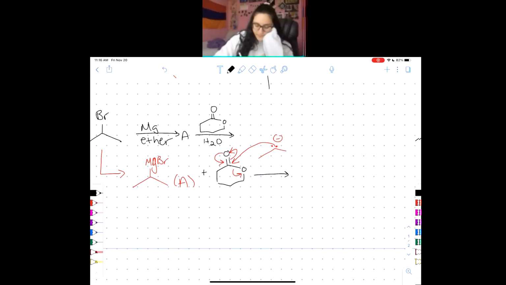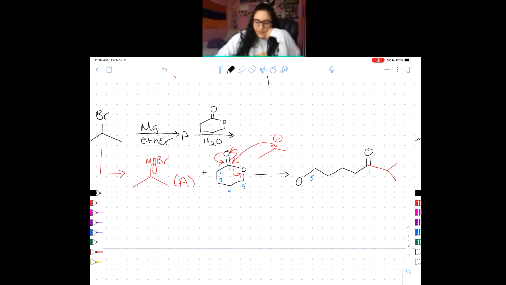But all this means is that we have to open up our chain. 1, 2, 3, 4, 5. I just like to start at the carbonyl. That's 1. That's 5. So attached to the carbonyl, we have our new carbon chain that was added. We know that it's 3 carbons attached from the middle. And we know that on number 5, we have an O minus.